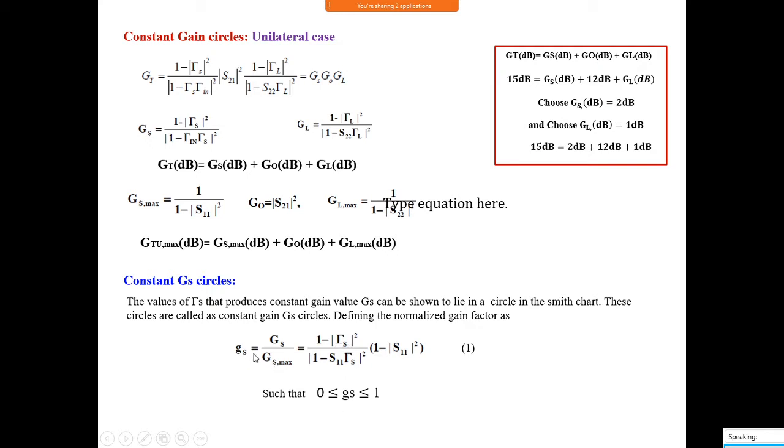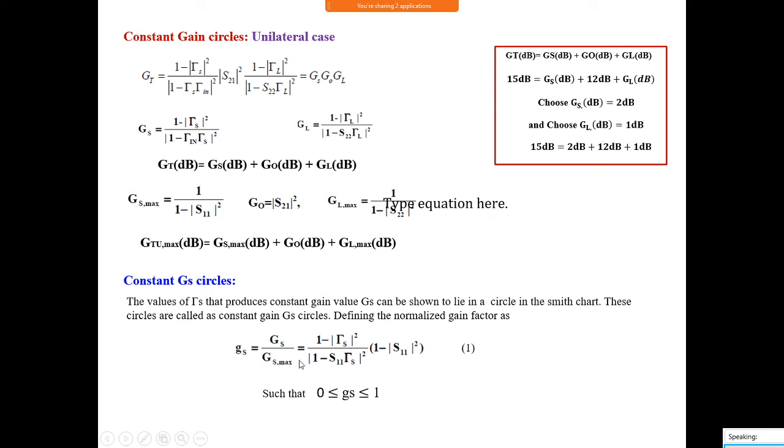So now this is equation 1. The value here depends upon what we needed. For example, I wanted 2 dB, GS equal to 2 dB. You substitute 2 dB here, and the maximum value you substitute here.